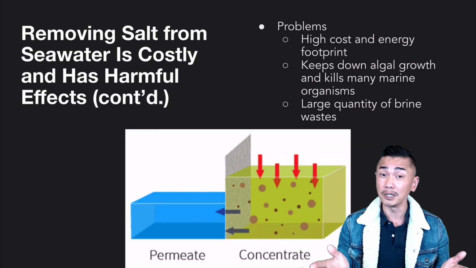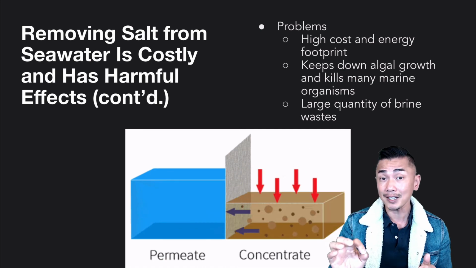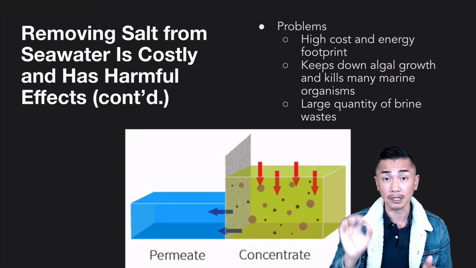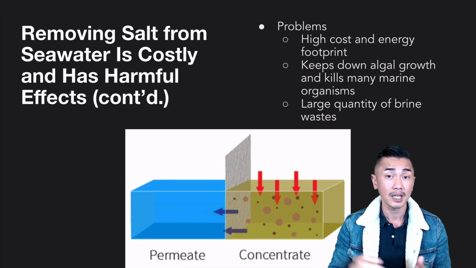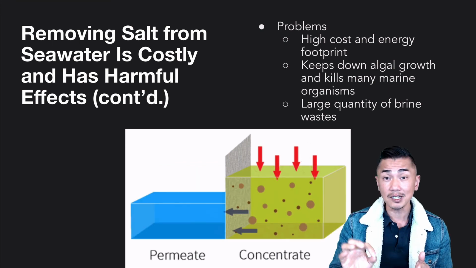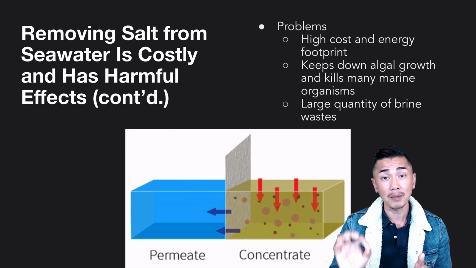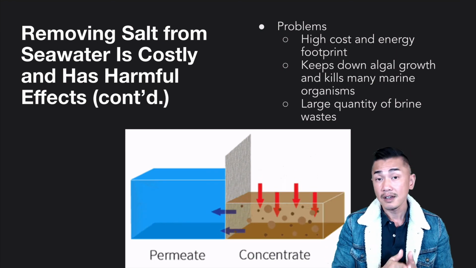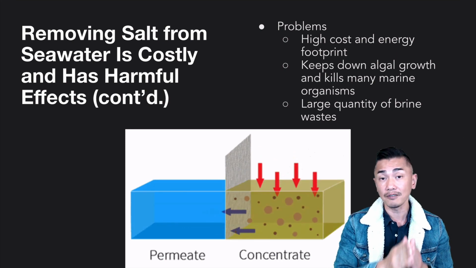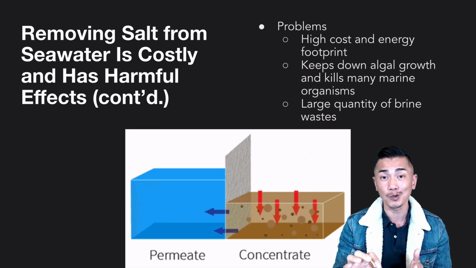There are problems associated with desalination. The first is the high cost and high energy footprint of pumping and processing large quantities of water. Second, because seawater is an input, desalination can impede the growth of algae and kill many marine organisms. Finally, desalination produces large quantities of toxic brine waste that have to be processed or disposed of properly.